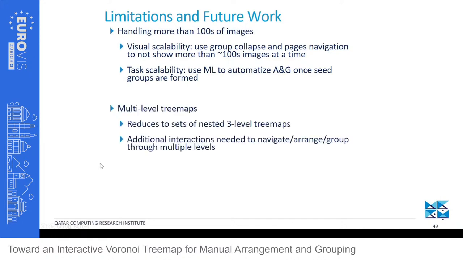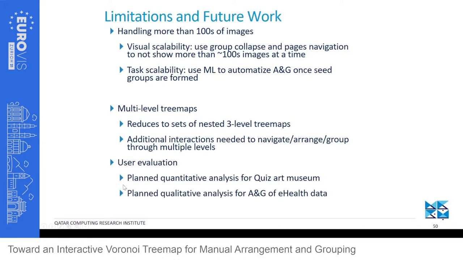Regarding the multi-level tree map, we can still use the interaction at a given level of the tree map, but we would need to add interaction to navigate, arrange, and group objects through multiple levels. We plan a quantitative analysis of the quiz game for the art museum and a qualitative analysis for arrangement and grouping of EL's data with the domain expert.